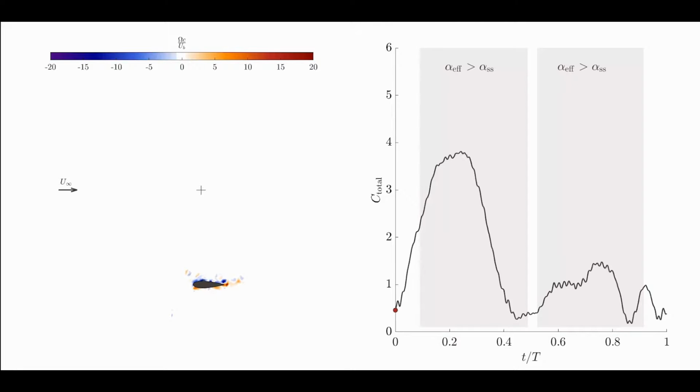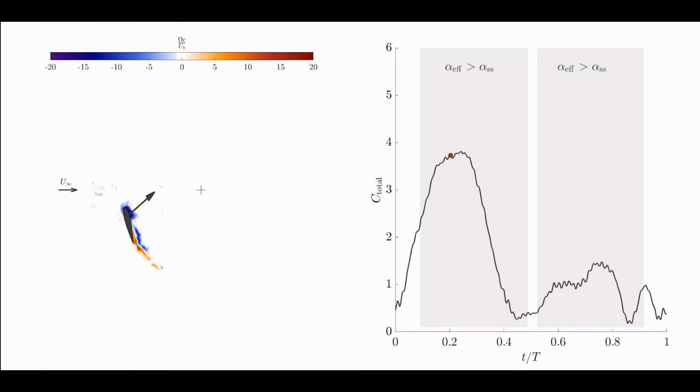The shaded regions correspond to the periods of time when the blade's angle of attack has exceeded its static stall angle. The shear layer appears to be fully attached as the blade begins the upwind half of its rotation. Once the effective angle of attack exceeds the blade's stall angle, we note the appearance of flow reversal occurring on the blade, resulting in a rapid increase in total force.